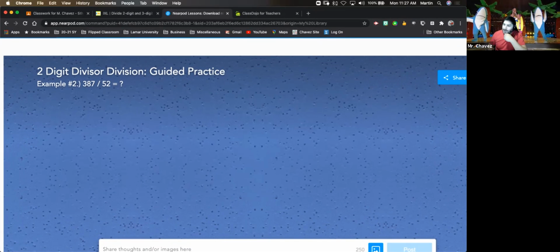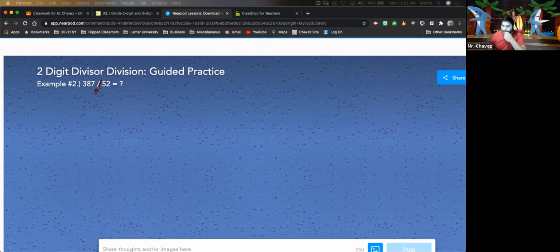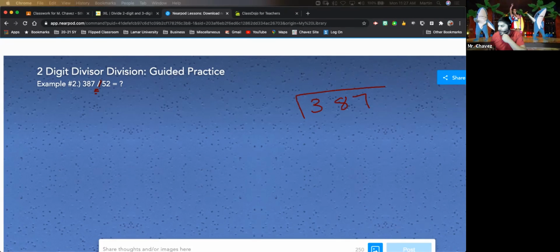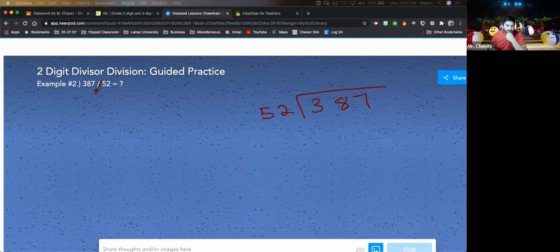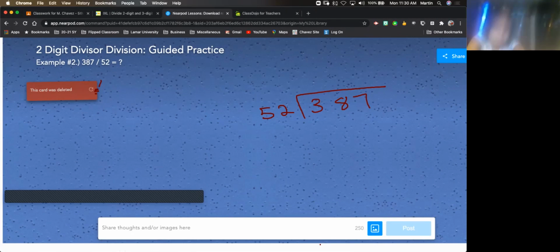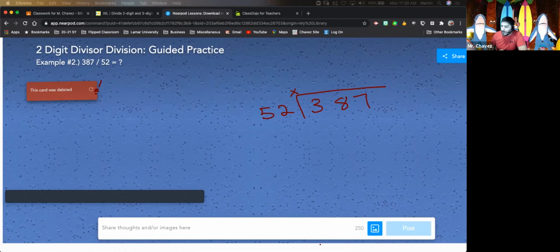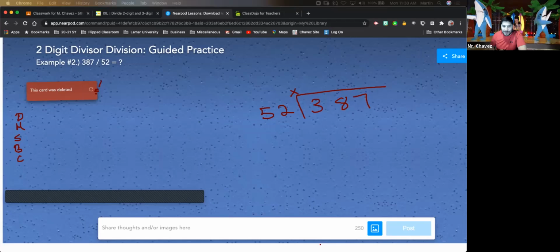So we're going to do 387 divided by 52. That's what this slash means. It means division. So let me put it here: 387 divided by 52. Be sure you copy that down. So here we go. Remember the steps in division: dribble, my, super, basketball, carefully. Divide, multiply, subtract, bring down, and check your work.